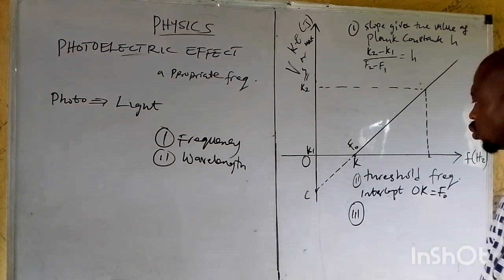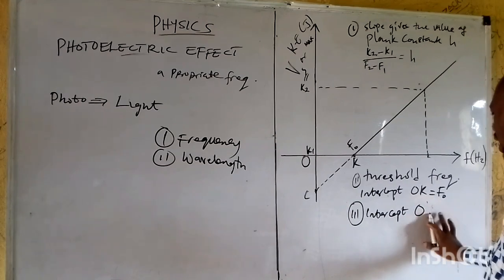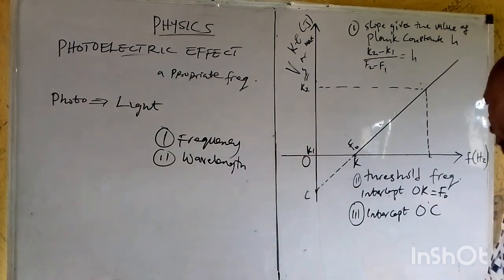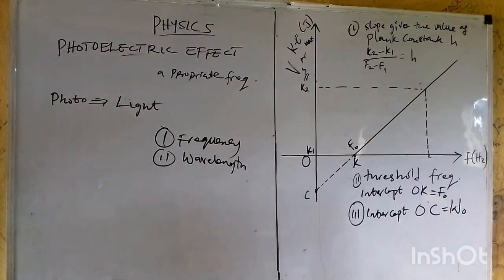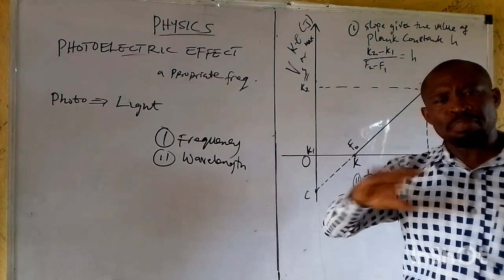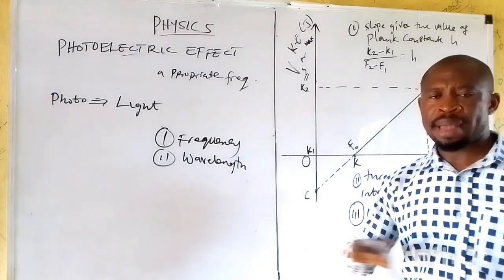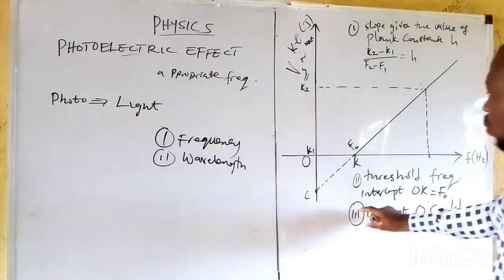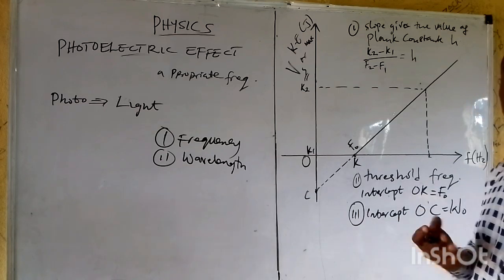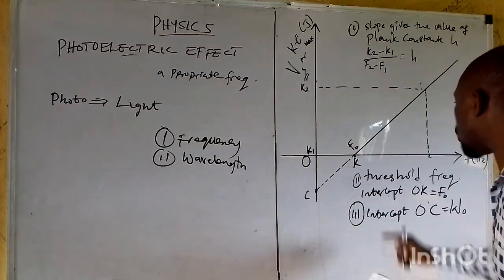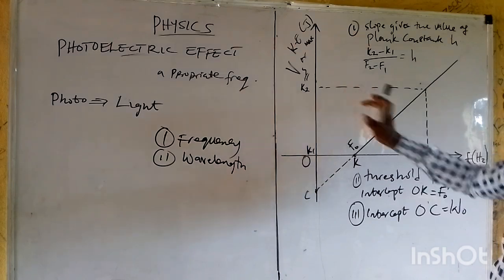The third thing I want us to deduce from here is that the intercept OC, from here to here, gives the value of the work function. Of course, the work function is the minimum energy required to knock off an electron from a metal surface. That is the work function. So these are the three deductions we can take from here.